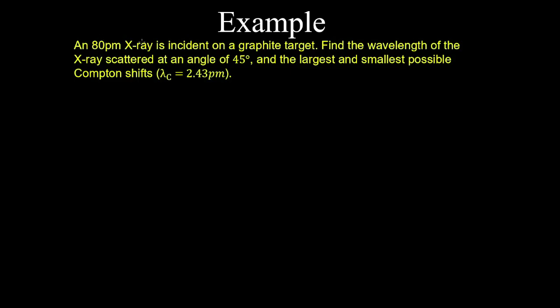An 80 picometer X-ray is incident on a graphite target, and we're asked to find the wavelength of the X-ray scattered at an angle of 45 degrees, and the largest and smallest Compton shifts. And we're given the Compton wavelength. So the Compton shift is equal to the Compton wavelength, and we'll use picometers here, in accordance with the problem, by 1 minus cosine of the scattering angle.